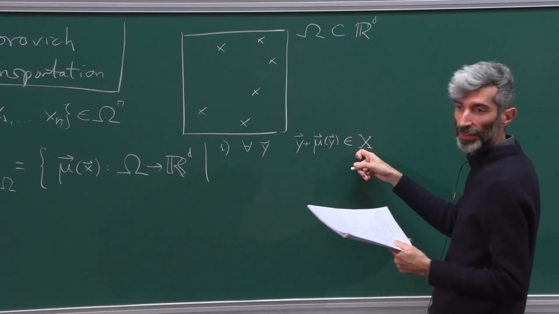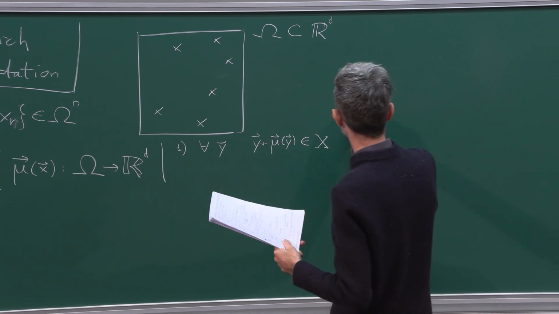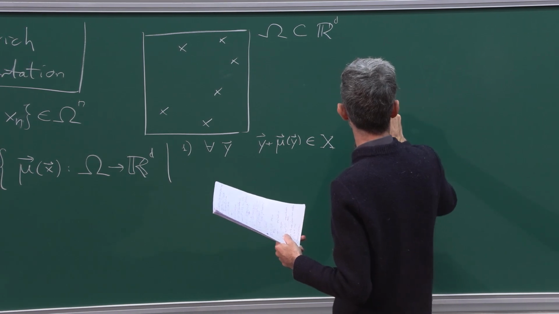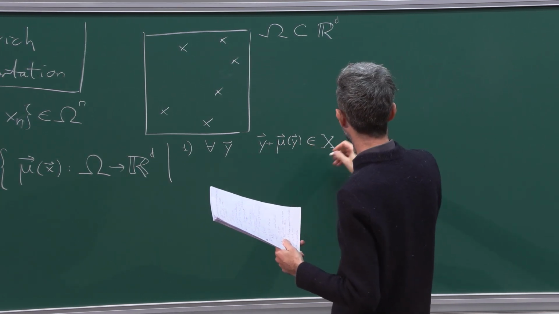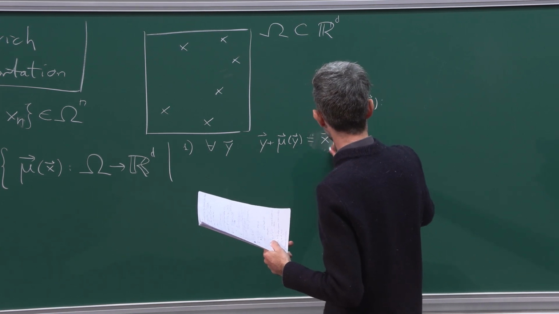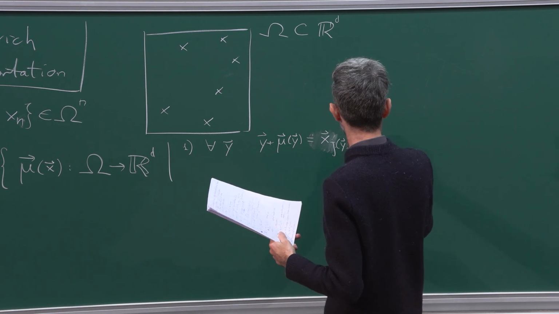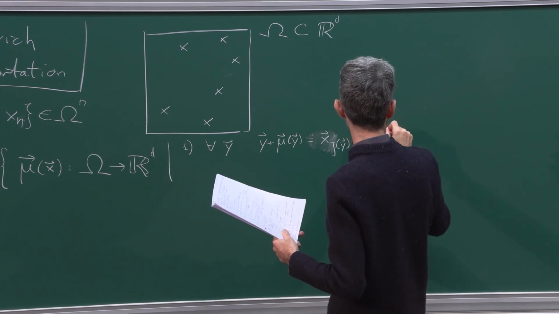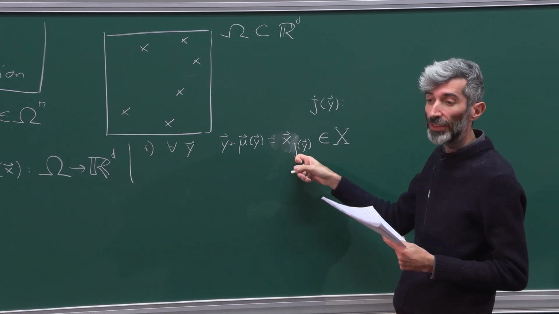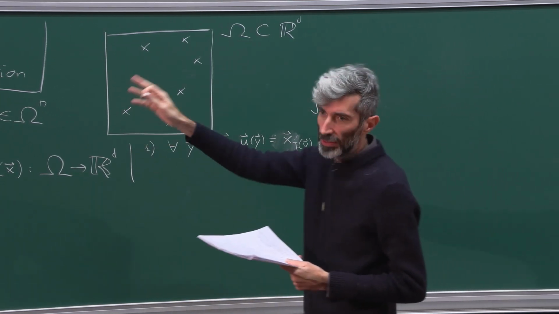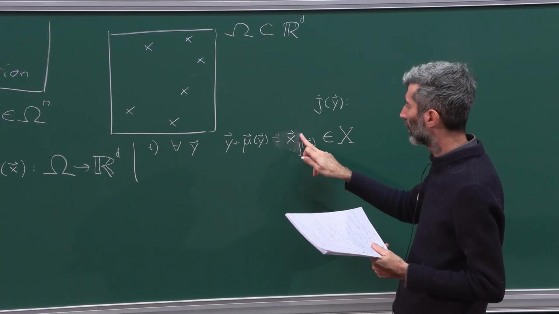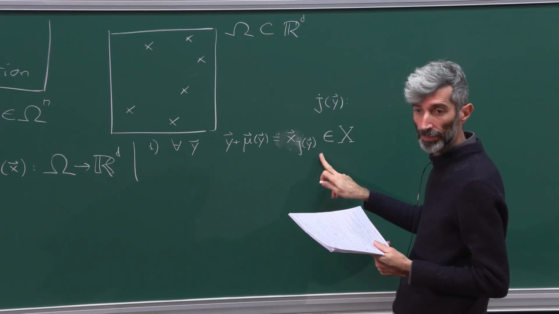So this first property defines a function j of y such that this point is in fact x_j(y), which is in capital X. So it will be x for some index j. Let's say that they are all distinct. Of course, things will go to the limit if we need it. If they are generic, there are no problems.